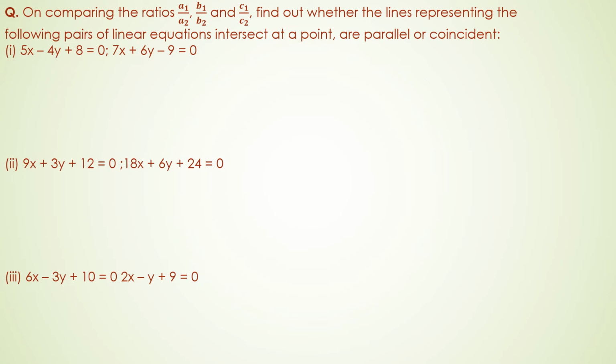Let us see a problem where, on comparing the ratios a1 by a2, b1 by b2 and c1 by c2, we have to find out whether the lines represent intersecting lines, parallel lines or coincident lines. So let us see different cases one by one.